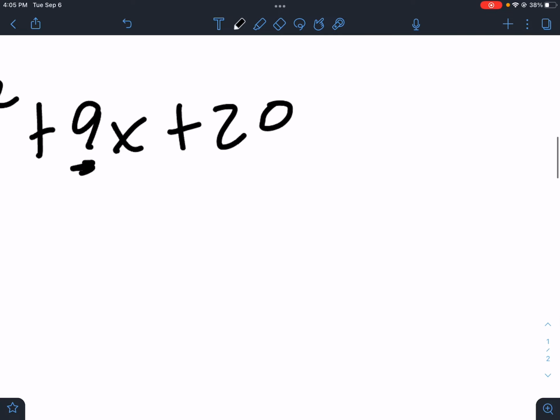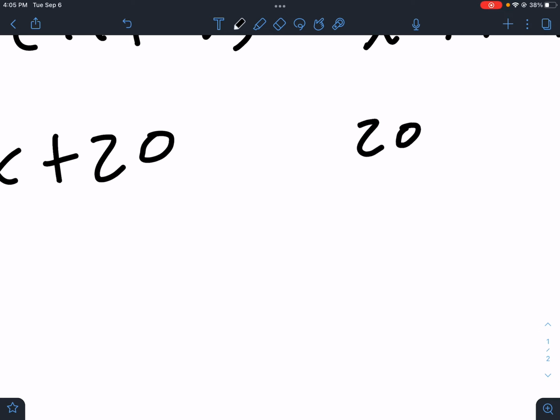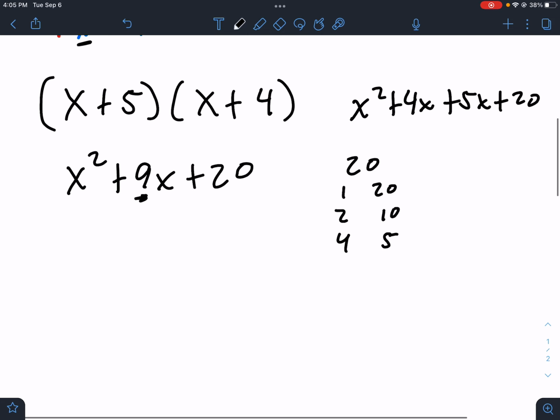The other thing our numbers need to do is they need to multiply to equal 20. That's a much shorter list. If I took the number 20 and broke it down, 1 and 20, 2 and 10, 3, nope, 4 and 5. That's the entire list. It's got to be one of those or it's not rational. And remember, we're only doing rational right now.